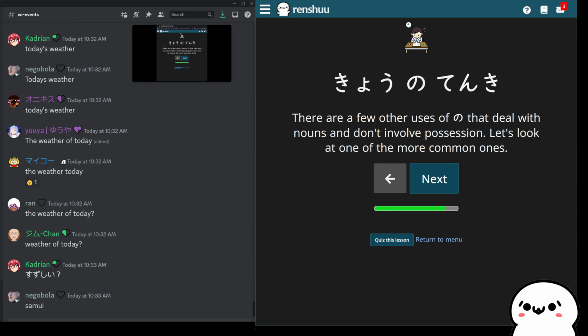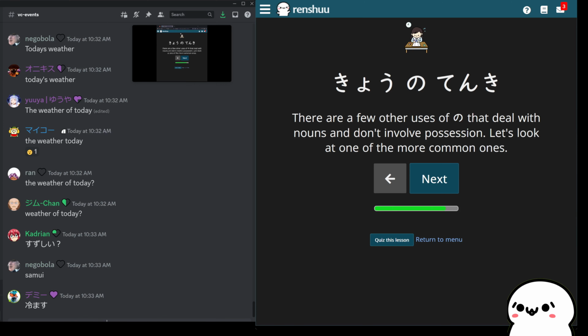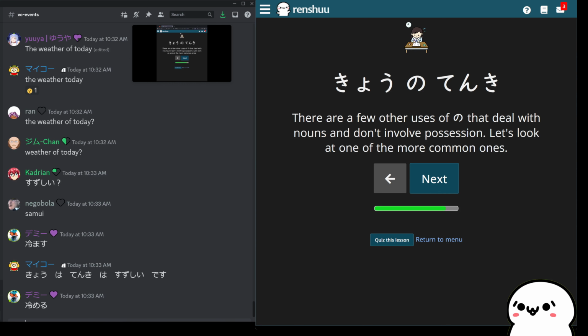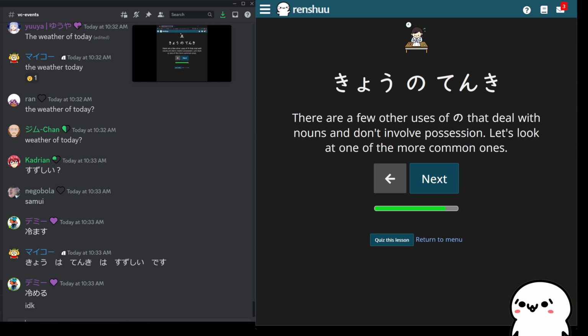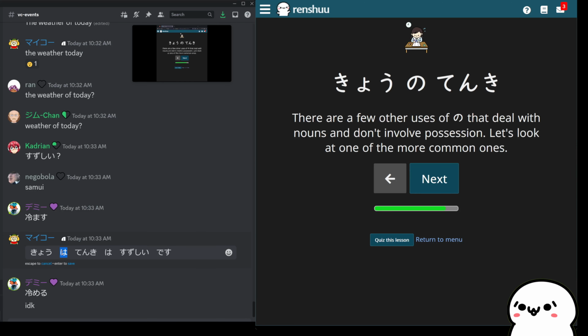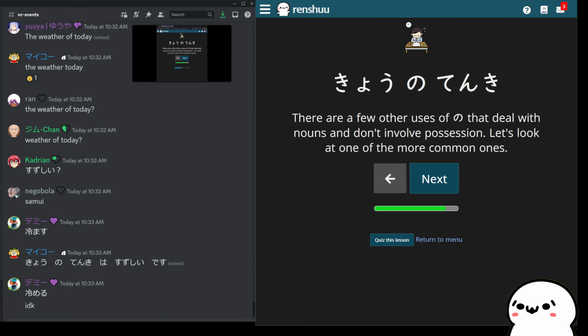Suzushii. Samui is taking it the next step up. Samui is flat out cold. Suzushii is that spot just before cold. So it's cool, but not cold. So let me get the full sentence out. Whoops. So look at the sentence that I have. Excuse me, there's 2 no's in there. Or there's 2 wa's. There should be a no. Let me fix that for you. 今日の天気は涼しいです.